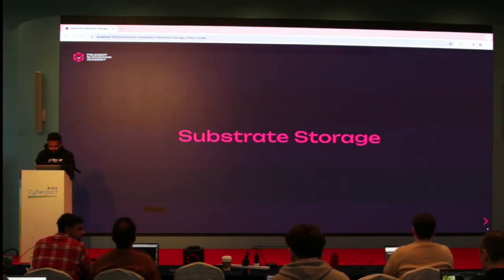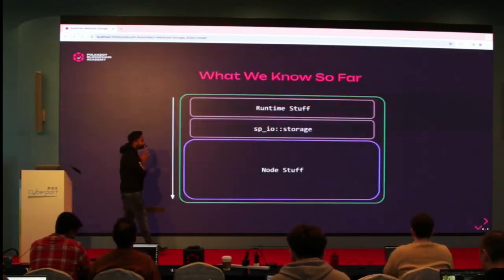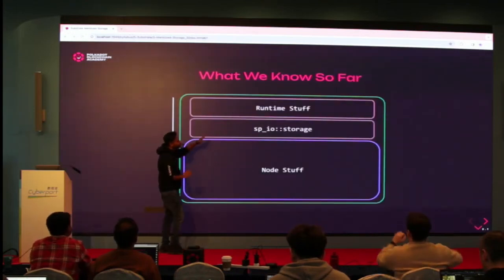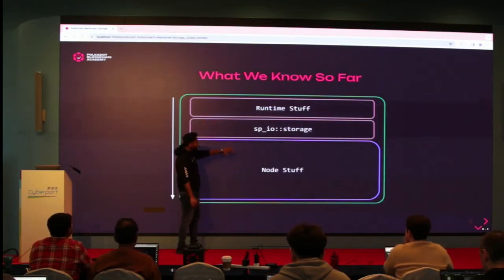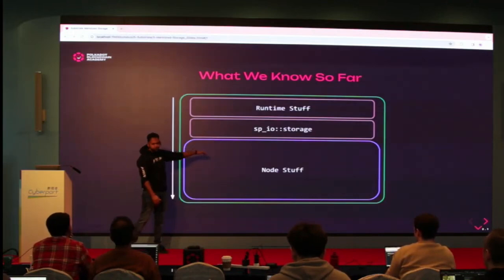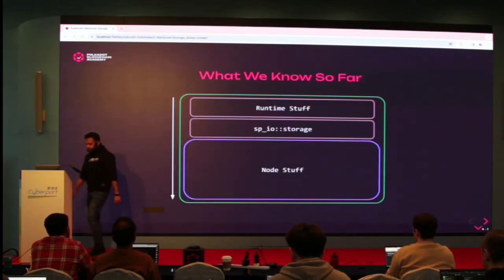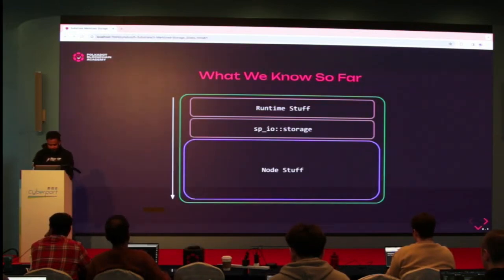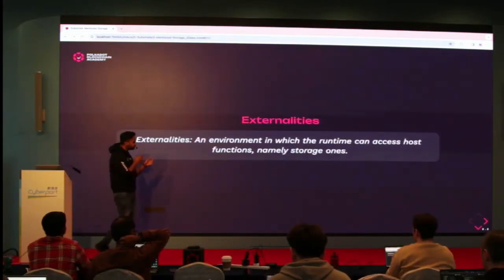Okay, I'm starting now. So till now, your mental model should be like this. You should already know this. There is some runtime stuff that you write, it's your application logic. There is some node stuff, and you use sp_io storage to access this host function to store state in your node, right?